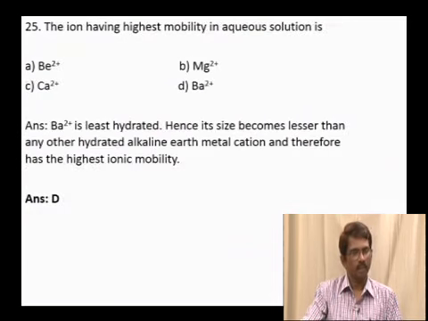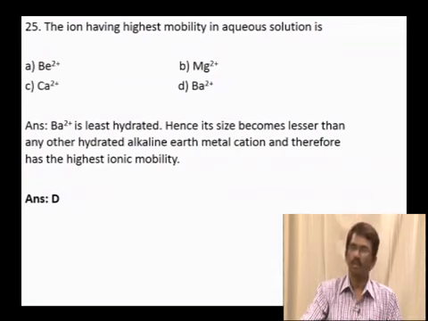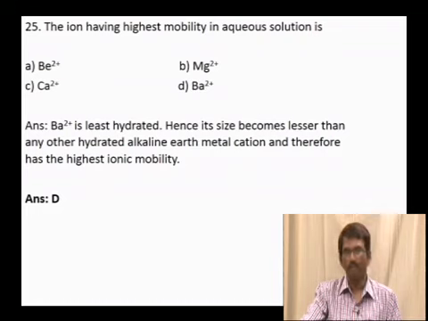In question number 25, the ion having the highest mobility in aqueous solution. The options are Be2+, Mg2+, Ca2+, and Ba2+. When you move from top to bottom in the alkaline earth metals, the extent of hydration gradually decreases. Barium at the bottom of the group is least hydrated, and therefore its hydrated size becomes smaller than any other alkaline earth metal ion. Obviously that will have the highest ionic mobility, and hence the correct option is option D, that is Ba2+.